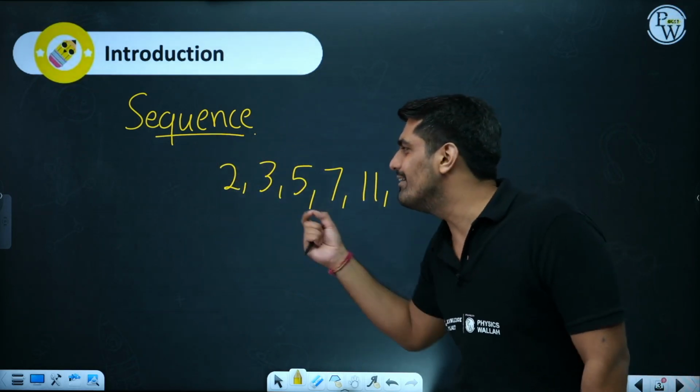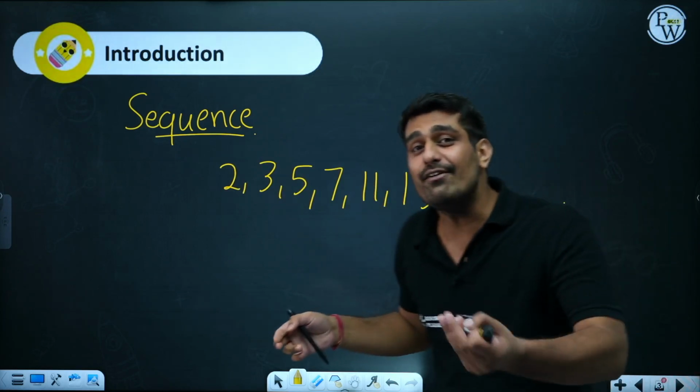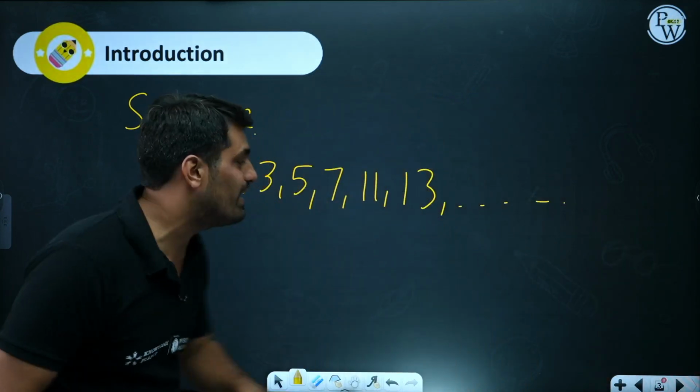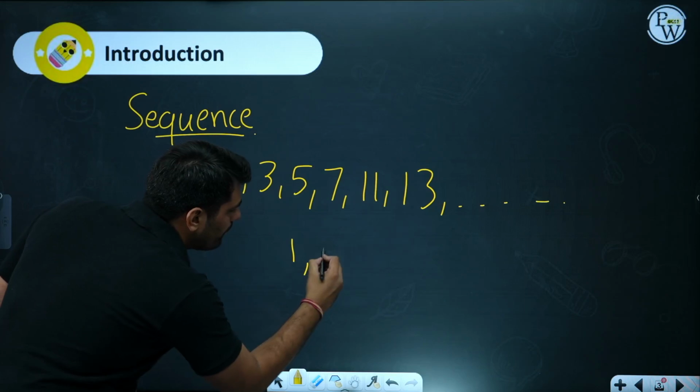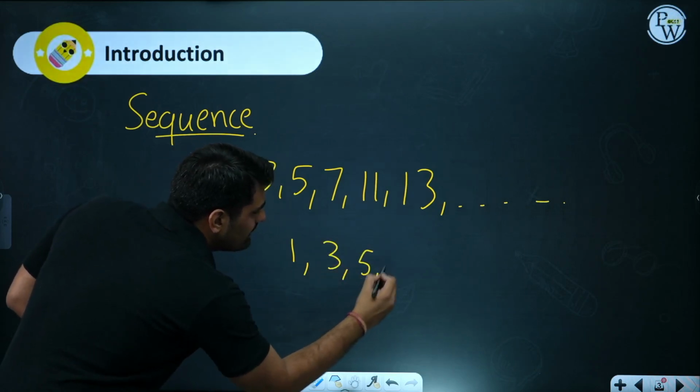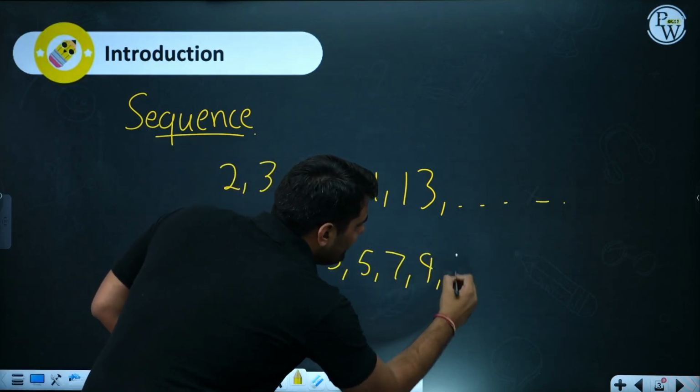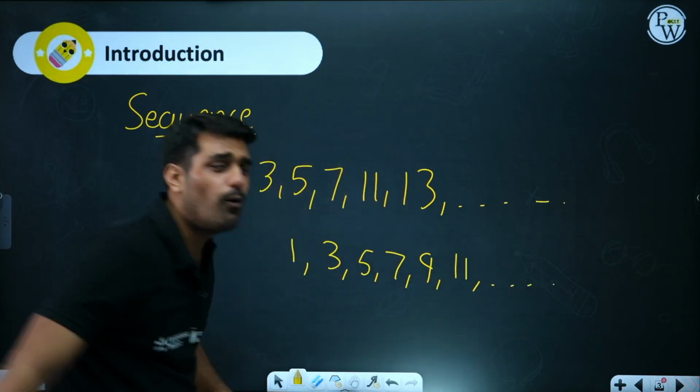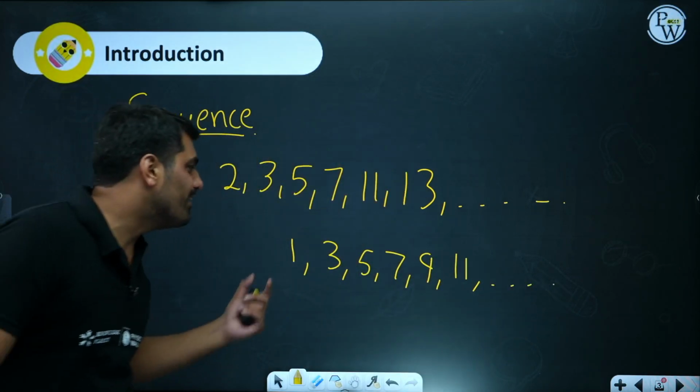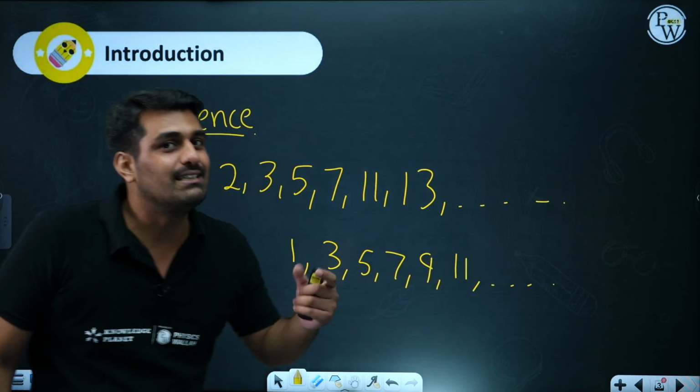So this over here is a list of prime numbers. I can write any other sequence which follows a logical pattern, like 1, 3, 5, 7, 9, 11 and so on. Now what is happening over here? Over here we are adding 2 each and every time. This is again a logic.